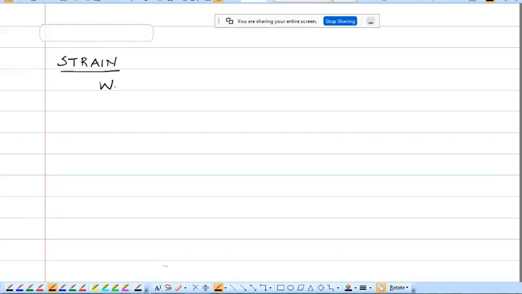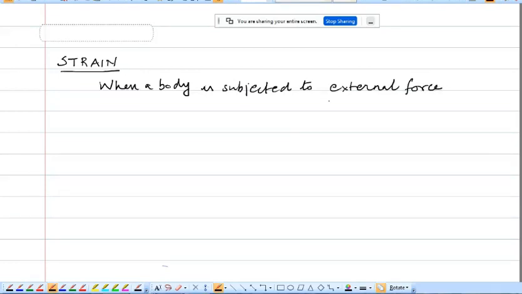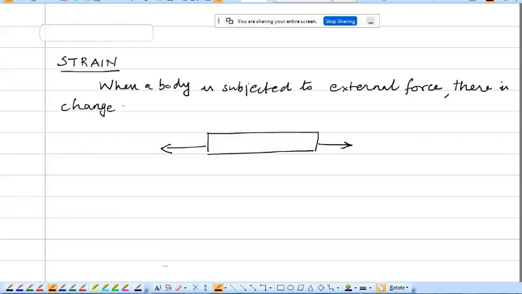When a body is subjected to any external force, see, this is your body, it is subjected to an external force. So when this body is subjected to an external force, there is a change of dimension of the body.